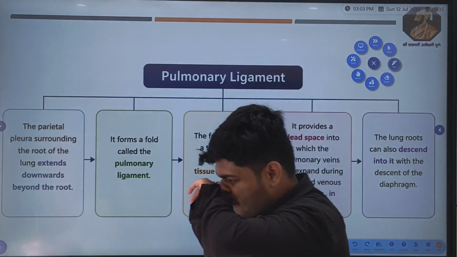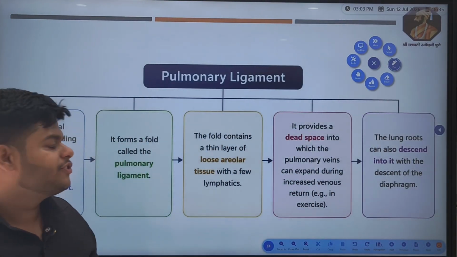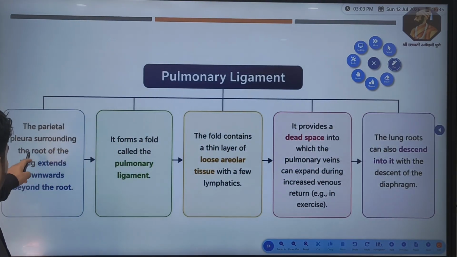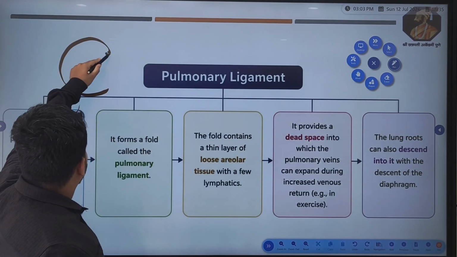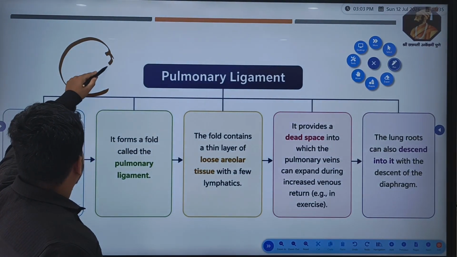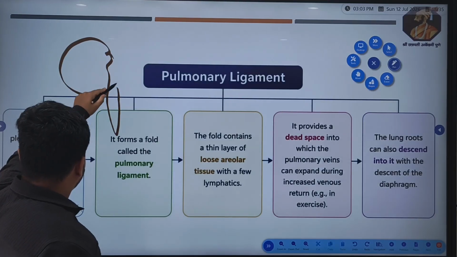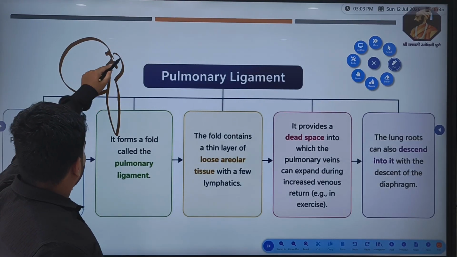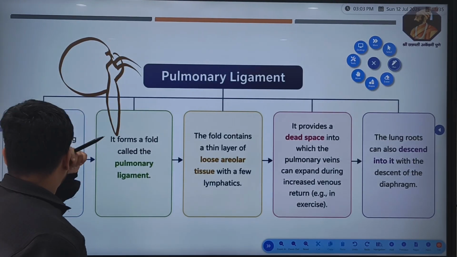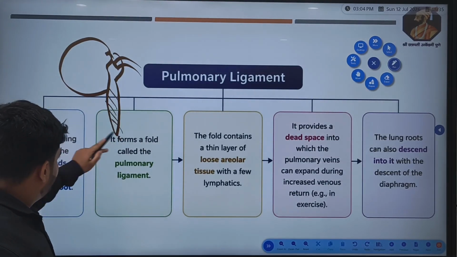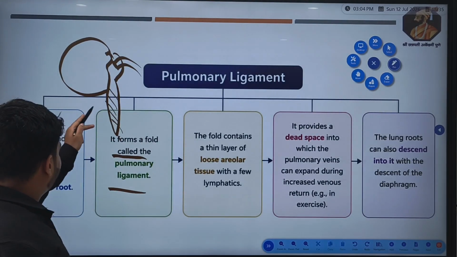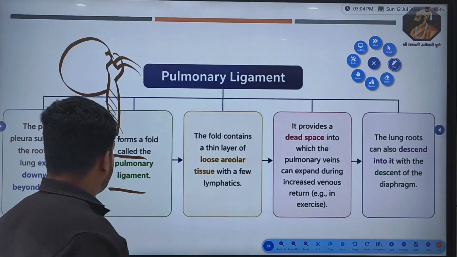Pulmonary ligament, one of the interesting features: the parietal pleura surrounding the root of the lung extends downwards beyond the root. This is the parietal pleura, here is the root of the lung, and it extends downwards, and here all the openings are there, your veins and all. This extension downwards forms the fold which is called the pulmonary ligament. This is nothing but your pulmonary ligament.